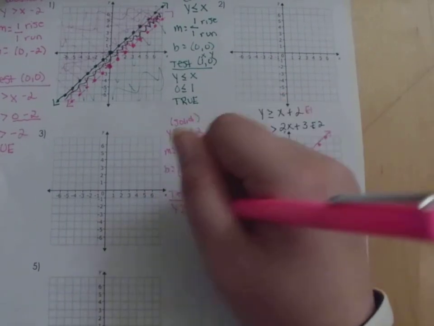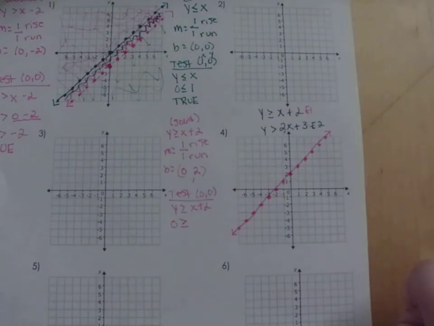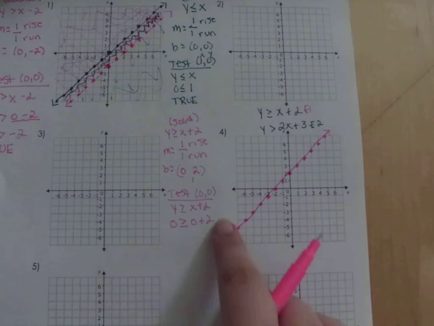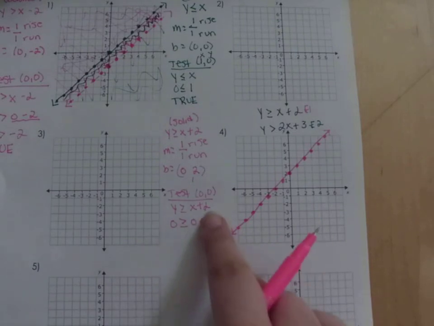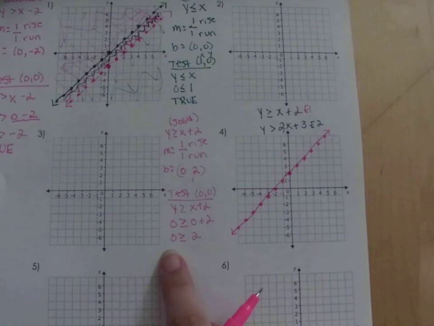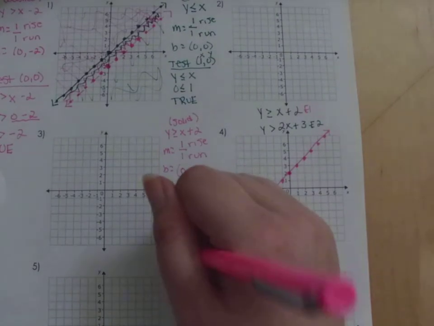So y is greater than or equal to x plus 2. We substitute in 0 is greater than or equal to 0 plus 2. We need to evaluate that 0 plus 2, which is a positive 2. So now we need to say this out loud. 0 is greater than or equal to 2. Is 0 greater than or equal to 2? Well, no. 0 is not bigger than 2, and it's not equal to it. So this is false.